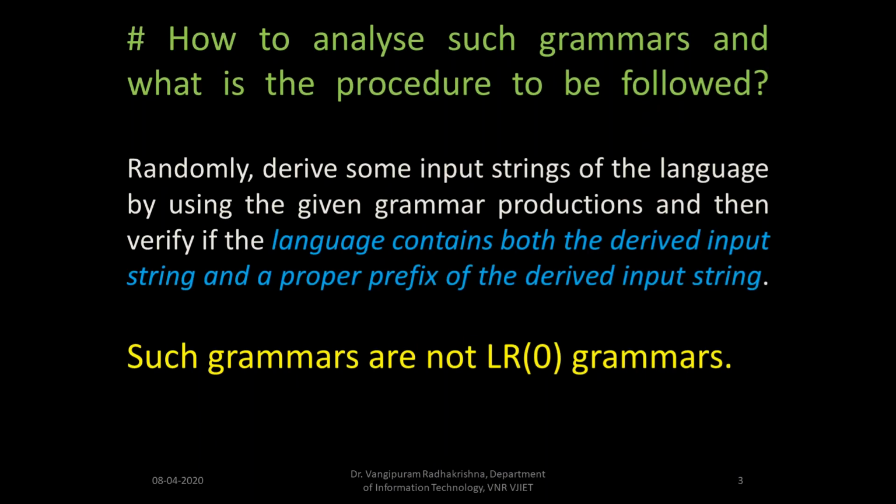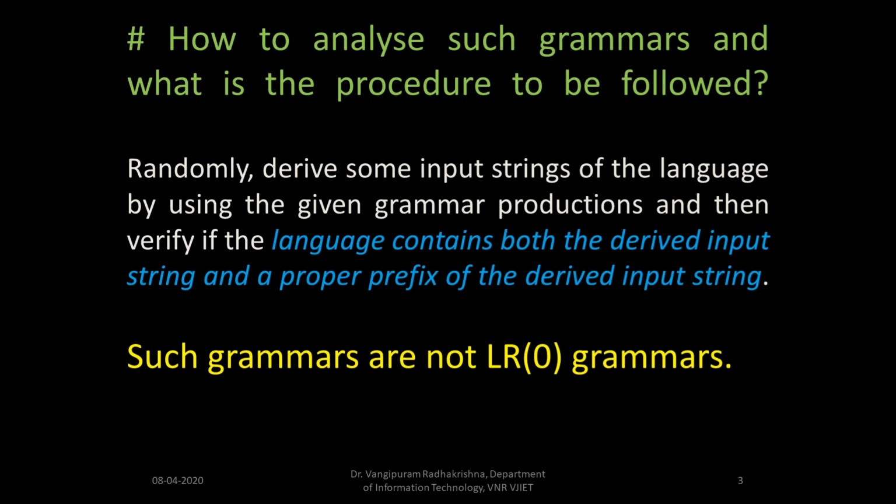Having discussed the property confined to Theorem 2, we shall now see how we can analyze such grammars and what the procedure to be followed is. As I mentioned in the previous slide, if you randomly choose an input string which belongs to the given language, and this string contains proper prefixes which are also contained in the same language, then we can say that such grammars cannot be LR(0) grammars.